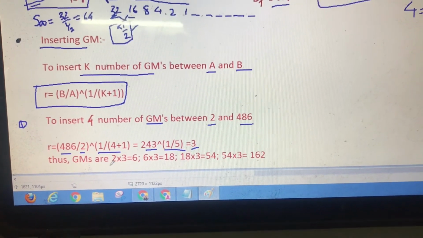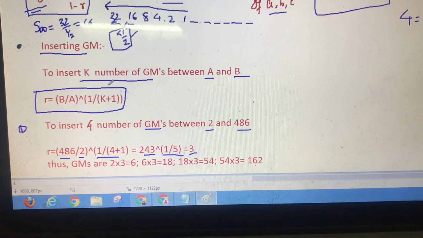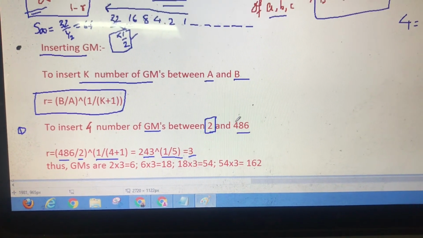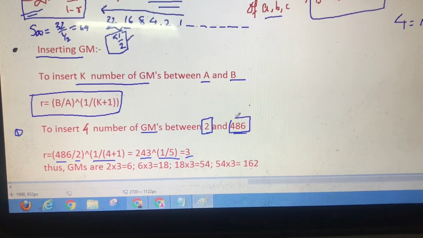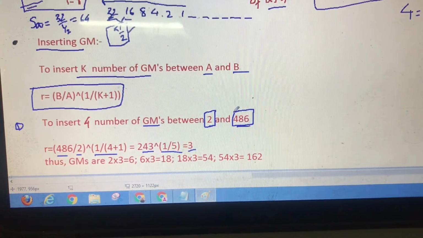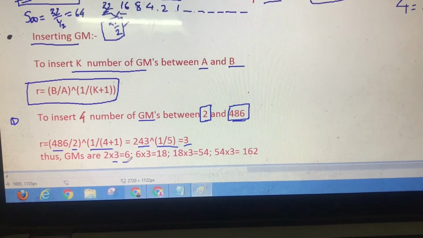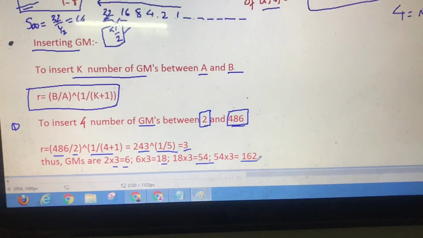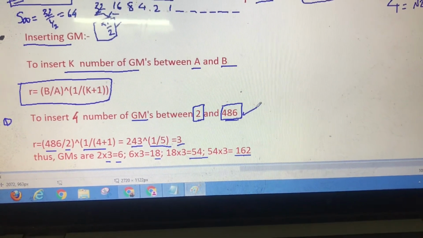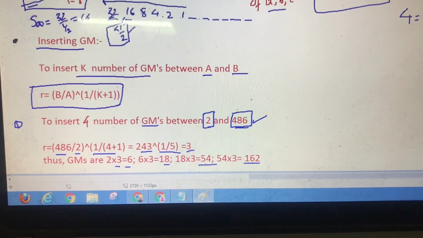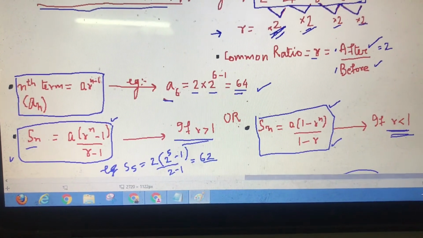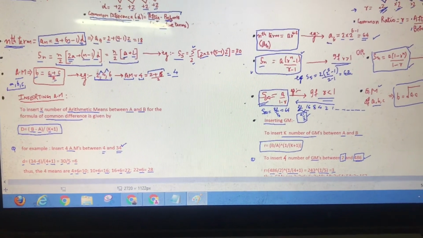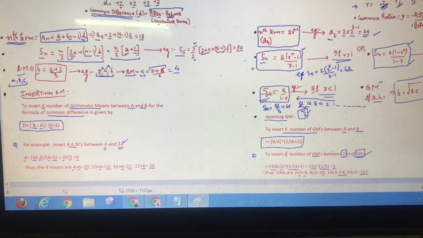Now the GMs: the starting term is 2, the last term is 486. In between we have to fit the geometric progression at the equal common ratio. So 2 into 3 is 6, 6 into 3 is 18, 18 into 3 is 54, into 3 is 162, and 162 into 3 will come out to be 486. Okay, so this is all about AP and GP. Clear? This is all about AP and GP.